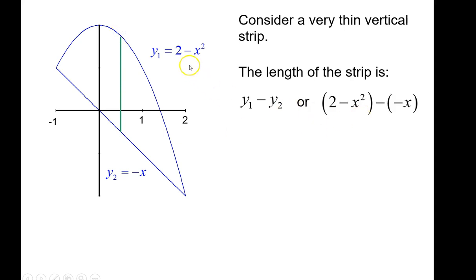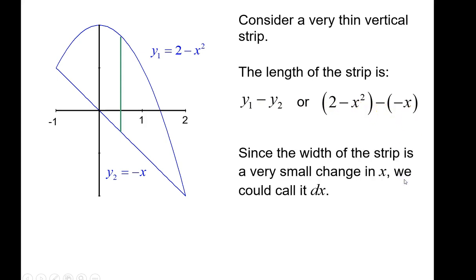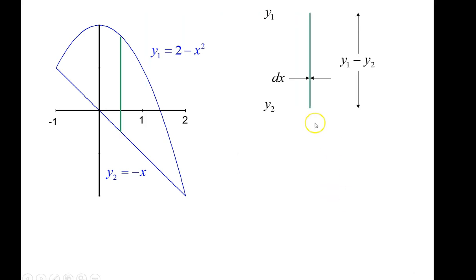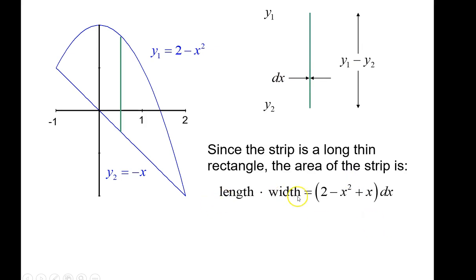Substituting in the functions, that would be 2 minus x squared minus the other function, negative x. The width of the rectangle would be a very, very small change in x, which we just call dx. So the area of that strip would be the length times the width. Here it is again, superimposed. The height or length is y1 minus y2, and the width is dx. So length times width would be 2 minus x squared plus x.